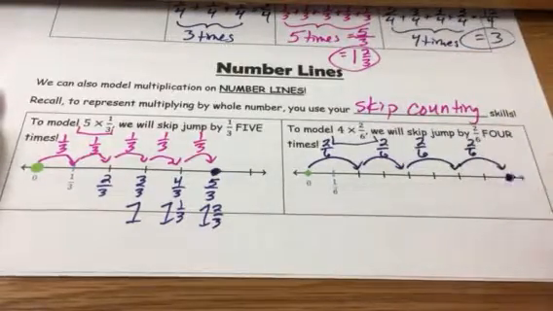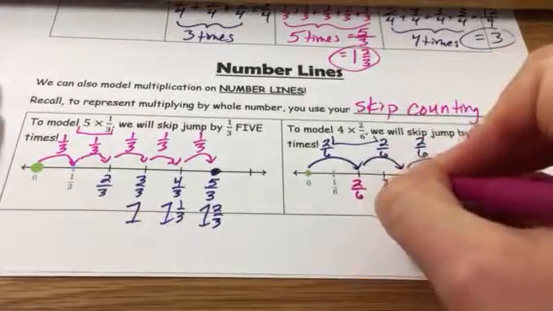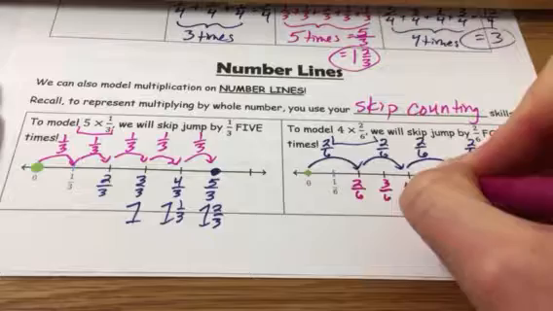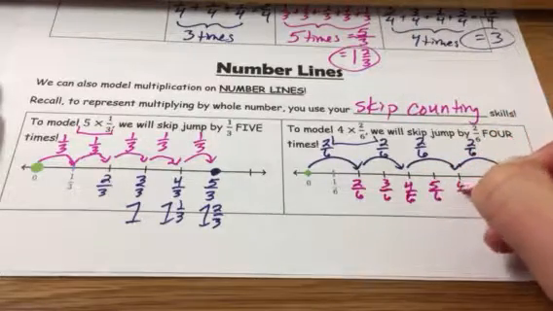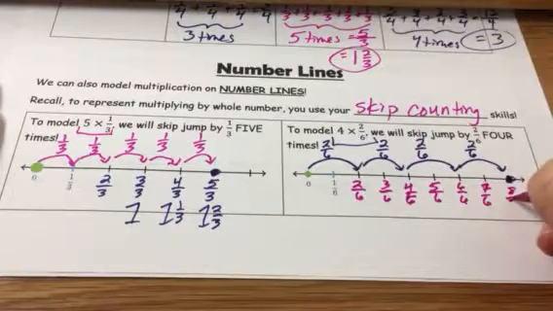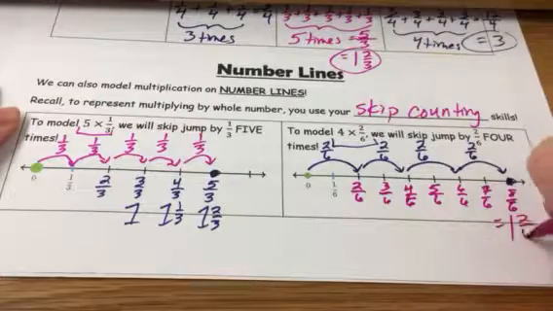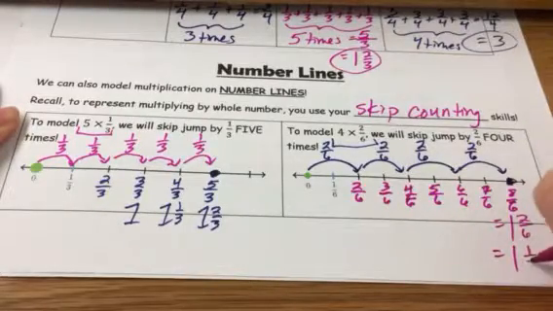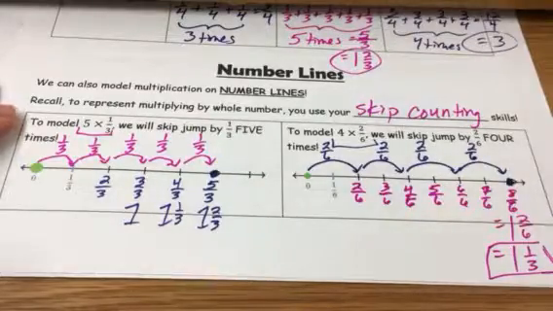Now let's see what number that is. So I have 1/6, 2/6, 3/6. 8/6 is equivalent to 1 2/6, which is equivalent to 1 1/3. And that is my final answer.